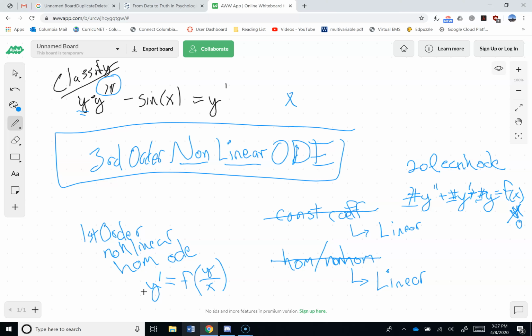Like, if I had x squared y double prime plus 3y prime plus 4y equals x cubed. I would say this is second order linear, and then, the constant coefficient thing, it doesn't have constant coefficients, so I just wouldn't put that in there. It's a second order linear non-homogeneous ODE. Perfect. Non-homogeneous ODE.